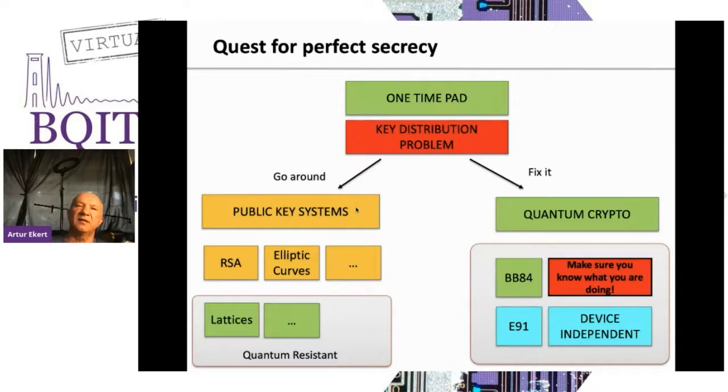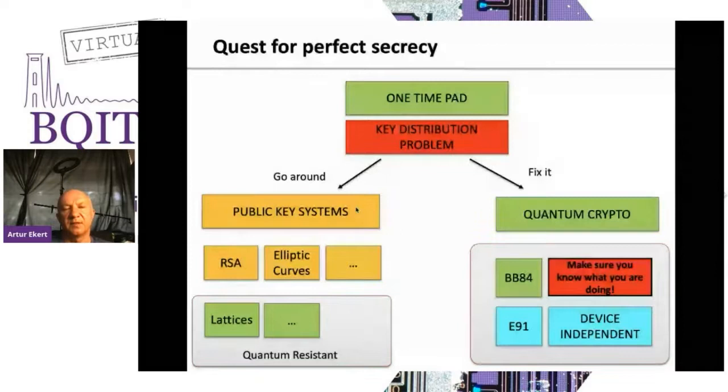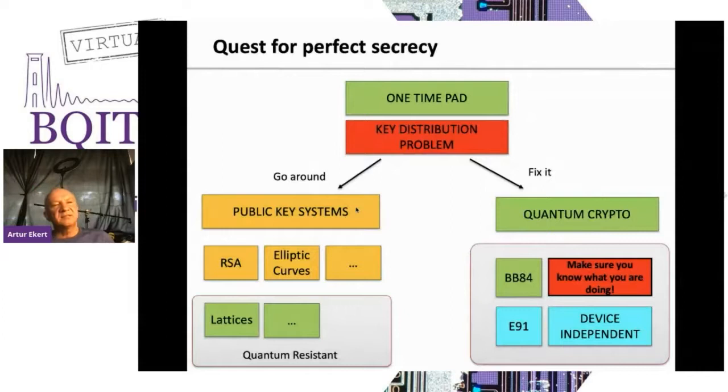So can we get one? Can we find one? Can we fix the problem? Can we solve the problem of the key distribution? Today, essentially, there are two ways of solving this problem. One is the beautiful mathematical constructions known as the public key systems, which is not quite a solution because it sort of avoids the key distribution problem. And in most cases, we cannot even prove the security of public key cryptosystems.